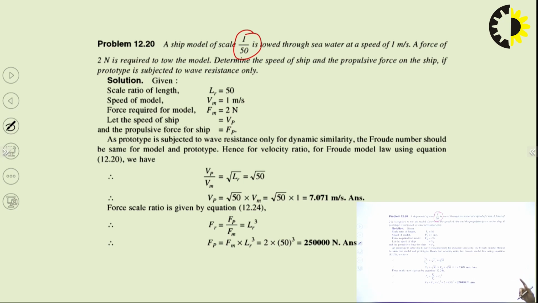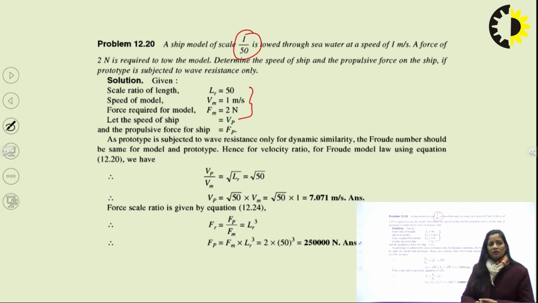Okay, we know the scale ratio of length in this particular question as LR is 50. And the speed of the model is also given, 1 meter per second. Force required for the model, that means Fm, is also given as 2 Newton. So these three things are known to you. Let the speed of the ship be Vp and the propulsive force for the ship be Fp.